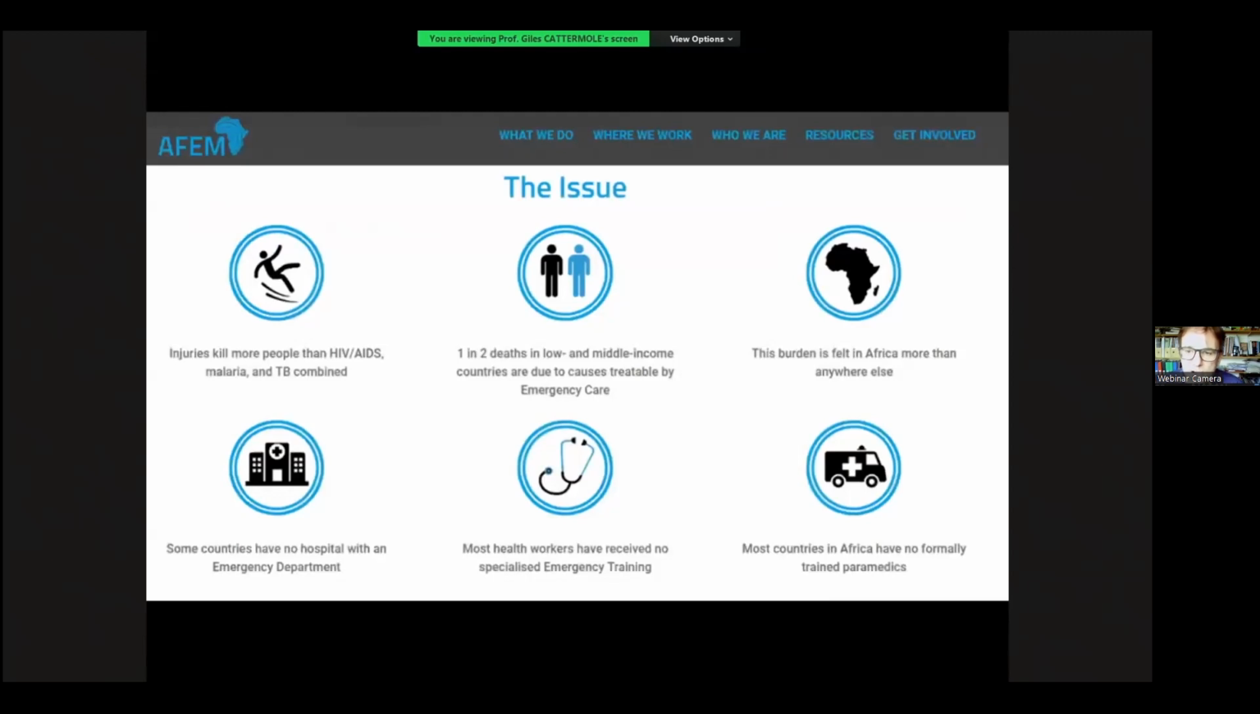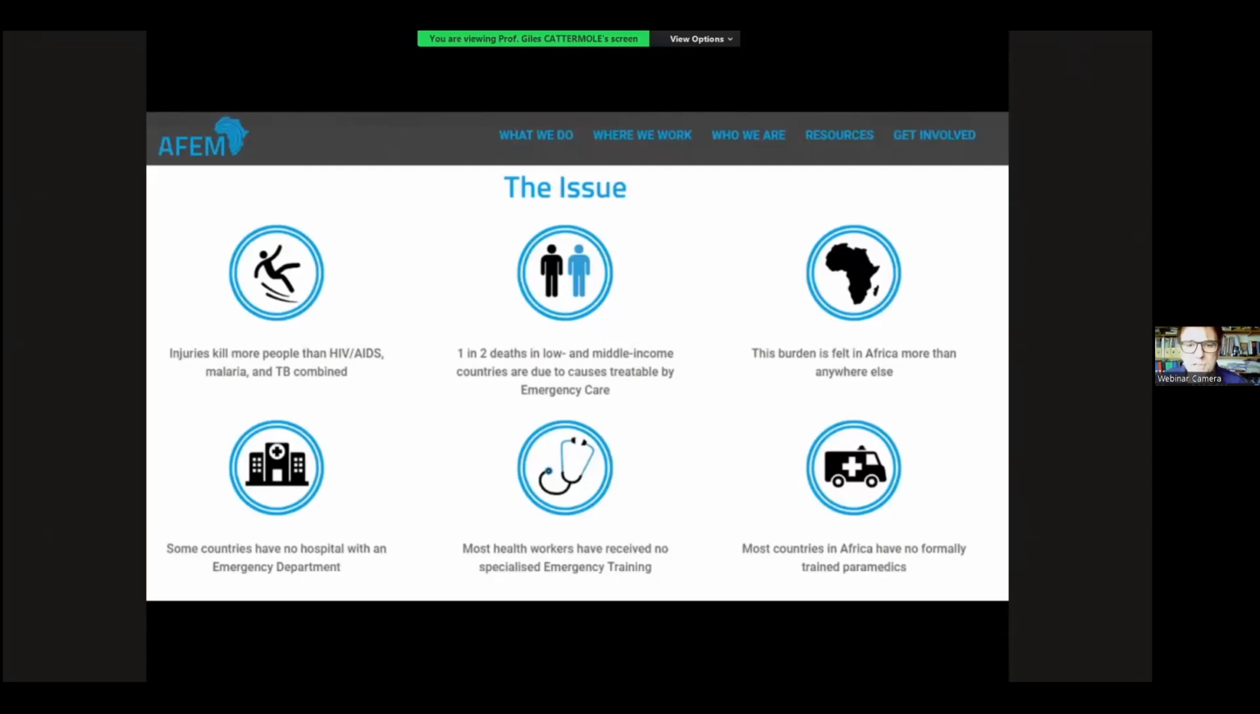This was an infographic from the African Federation of Emergency Medicine, which summarizes some of those same points: that injuries kill more people than HIV, AIDS, malaria, and TB, and that more than half of deaths in low and middle income countries are due to causes treatable by emergency care. But in addition to that, these are areas where many countries have no hospital with an ED, most health workers have had no emergency training, and there may be no formally trained paramedics. And that is going to be true of certainly some areas in Asia, even if not whole countries.